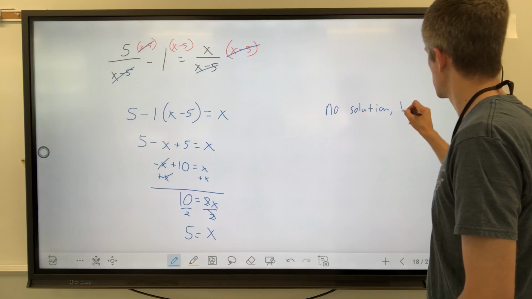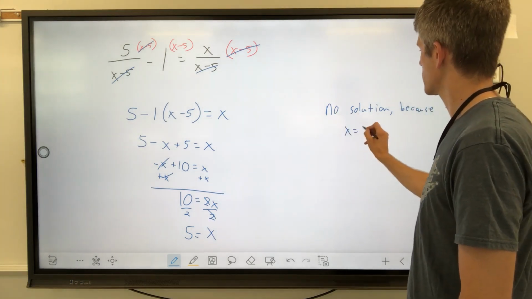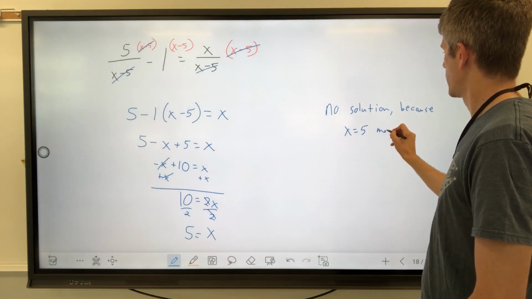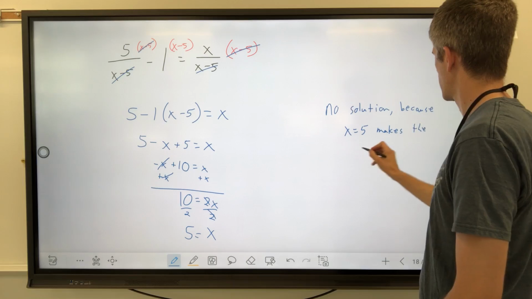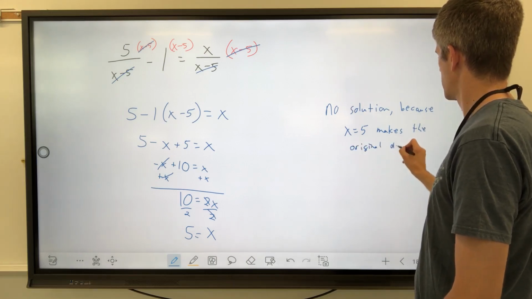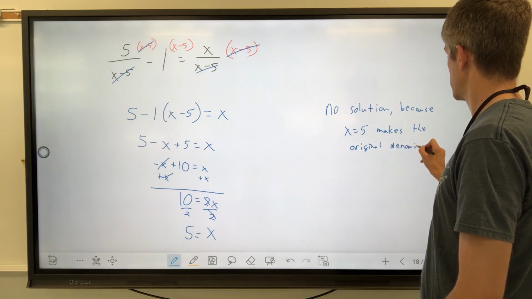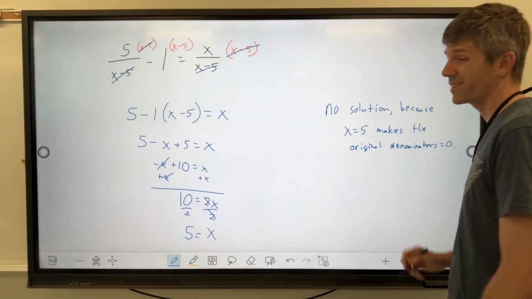No solution, because x equals 5 makes the original denominators, two of them anyway, equals 0. And you can't divide by 0.